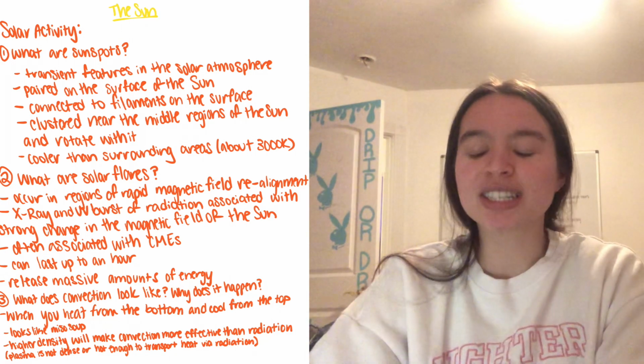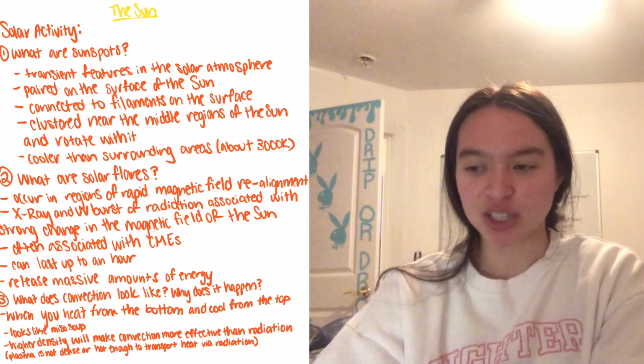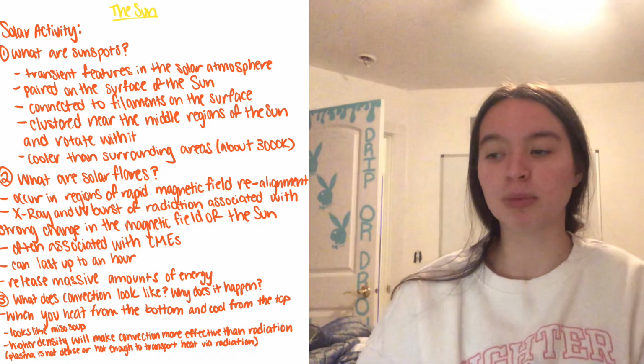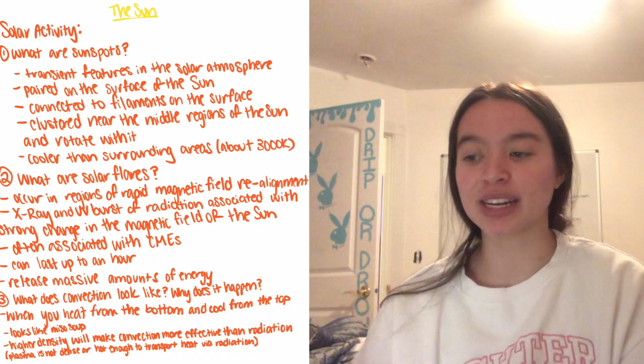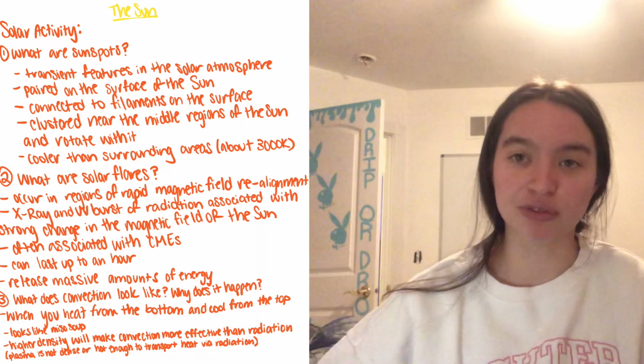Next question, what does convection look like? Miso soup is the answer. Why does it happen? It's when you heat from the bottom and then cool from the top. Higher density will make convection more effective than radiation because plasma is not dense enough to transport heat via radiation.